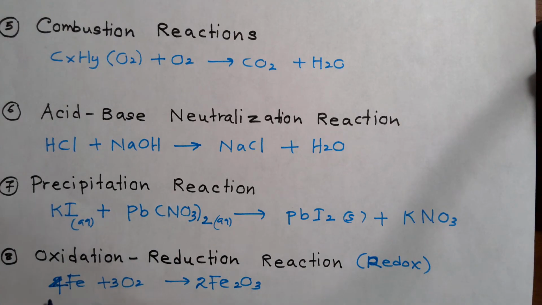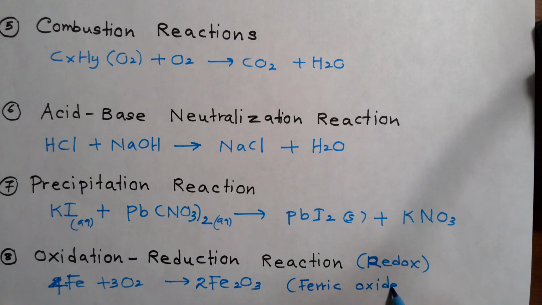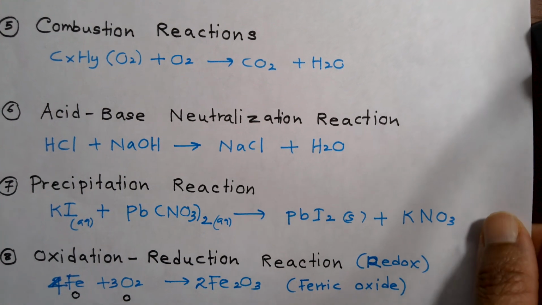When 4 moles of iron react with 3 moles of oxygen, it forms 2 moles of ferric oxide. Another name is iron(III) oxide, ferric oxide. So this is iron rust, brown colored rust. In this reaction you can clearly see the oxidation numbers. Initially, all the elemental forms have oxidation number 0. Fe in the elemental form has oxidation number 0, and oxygen in the elemental form also has oxidation number 0.